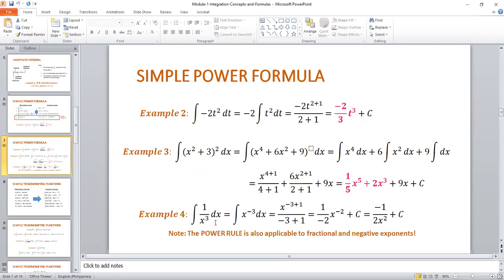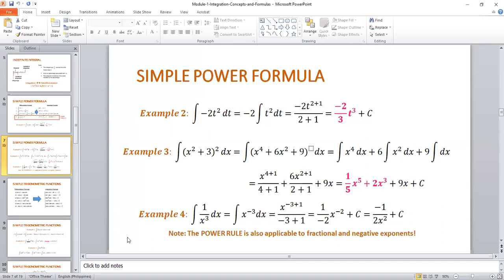Now, number 4, you have 1 over x cubed. So the initial thing that you have to do is convert this rational expression into something wherein you can use the power rule without having to worry about the denominator. So your 1 over x cubed is x raised to -3. When you use power rule, this would become x raised to -2 over -2. So you can see here. And since this is -2, you place it in the denominator. So -1/2 x squared plus c.